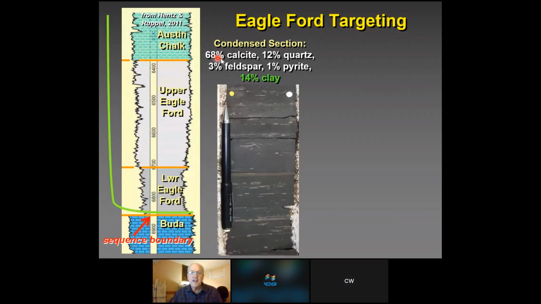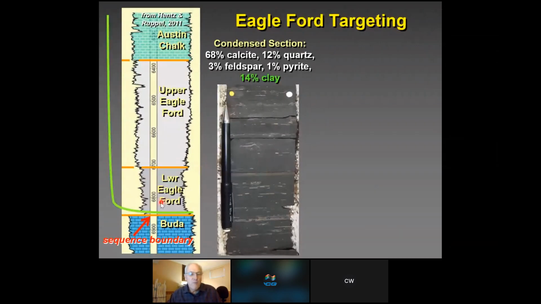It said it was 68% calcite, 12% quartz, only 14% clay. Man, early on we'd say that was a great rock, but it wasn't a great rock. We had sticking problems. This is what the well bore sounded like when we were drilling. We had really low rates of penetration.